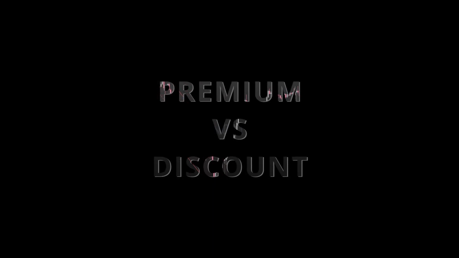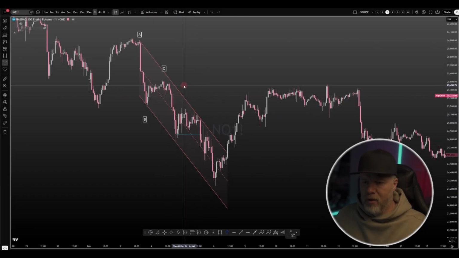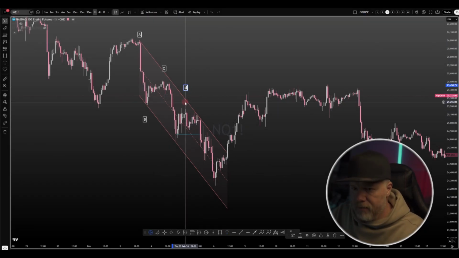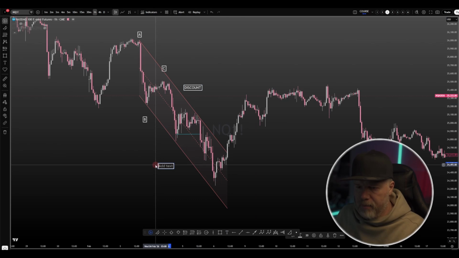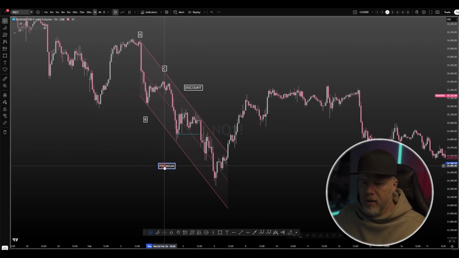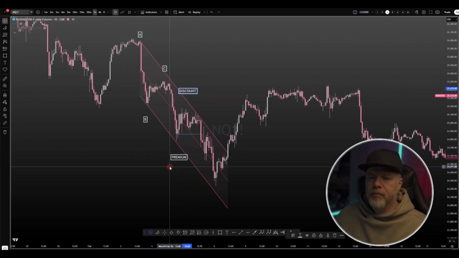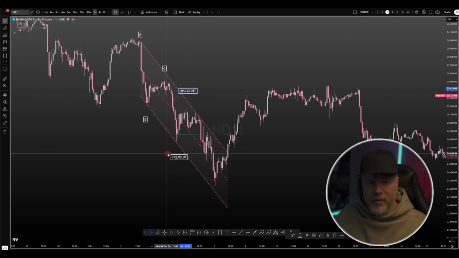Now, there's a couple of things that are notable to a channel. Obviously, we have the discount. There we go. And we also have the premium. Okay, the premium and the discount. The discount is the line at the top of a bearish scenario. That is what we call the discount. Anywhere from this midline upwards is the discount. Anything from the midline downwards is what we call the premium.